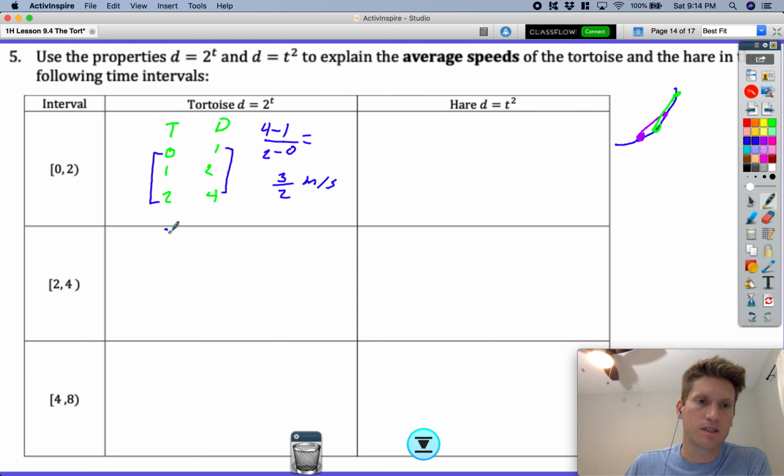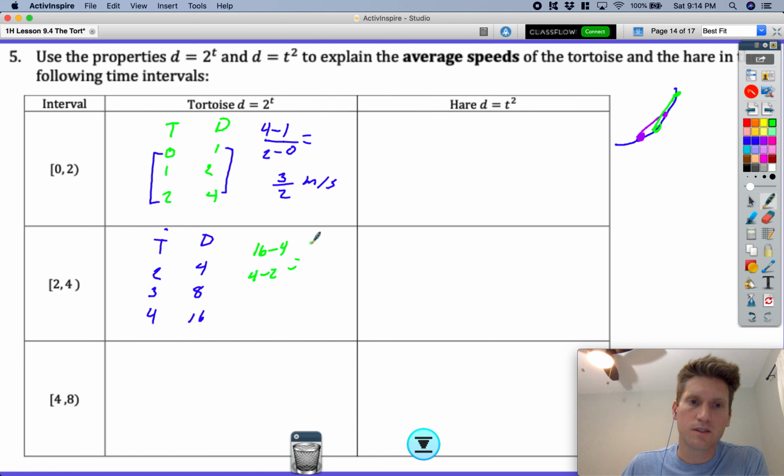From 2 to 4, same idea. Let's go back over here. I've got time and distance, and here I have 2, 3, 4. And my values in here are going to be 4, 8, and then 16. Okay, same idea. 16 minus 4 over 4 minus 2. This will give me 12 over 2, a speed of 6 meters per second.